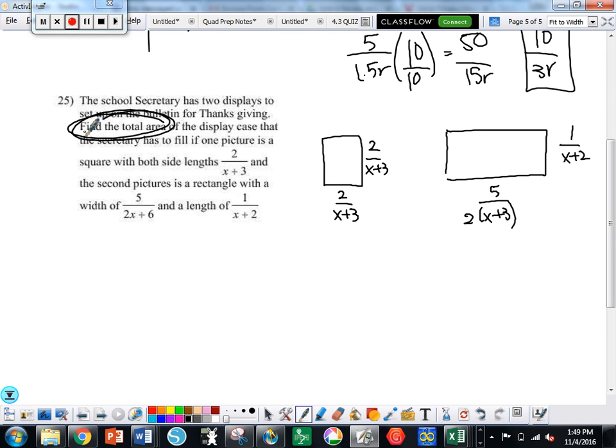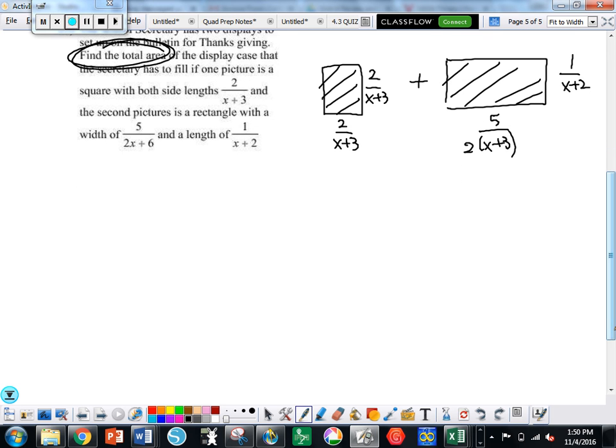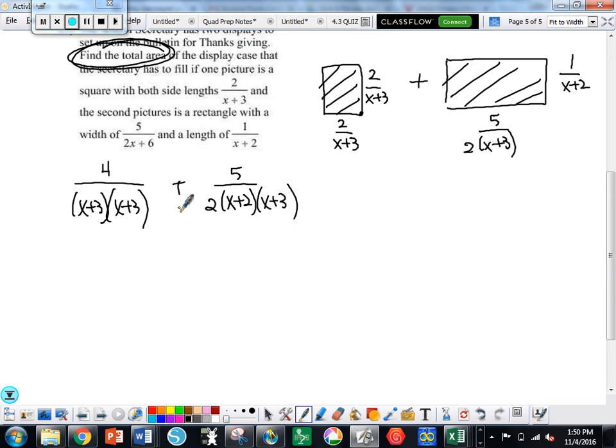Total area, right there. I'm going to find the area of the first one, find the area of the second one, and add them together. So the area of the first, we just multiply it together. 2 times 2 would be 4. So like that. Because you're just multiplying, right? That's the square. The rectangle, and I multiplied those. I get that, and to find the total area, I add them together.